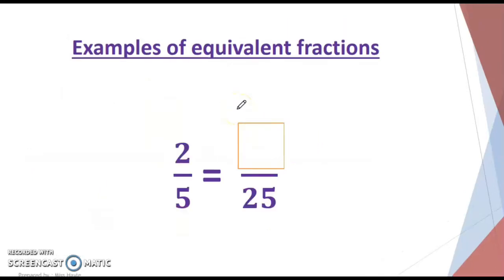Here we have another example, but in this example we are given a specific number and that specific number is 25. How did they get 25? What did they multiply 5 by in order to get 25? What I'm going to do, I'm going to divide the 25 by 5 and here I'm going to get 5. Therefore, they did multiply the 5 times 5 here, and I'm going to do the same to my numerator. So I'm going to multiply by 5. So here I have 2 times 5, and that is 10.